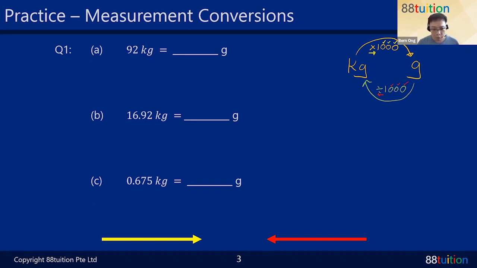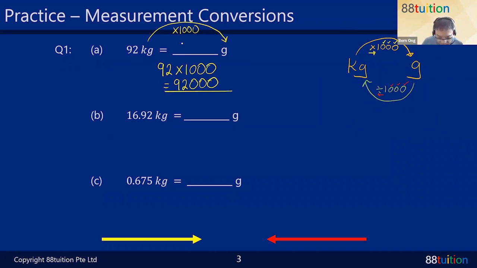So 92 kg, how to change to grams? If you look at the right-hand side, kg to gram is times 1000. So kg to grams is a multiplication of 1000. So easy. 92 times 1000 can easily be put as 92,000. This is the easy way of looking at things. Is that okay?